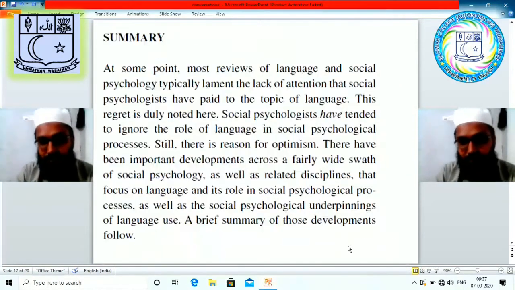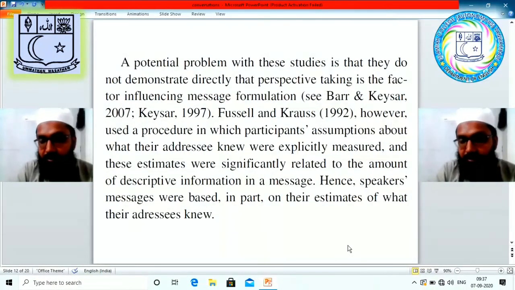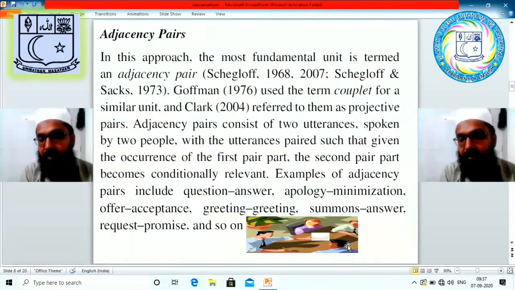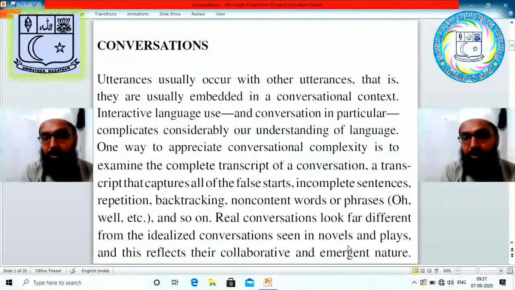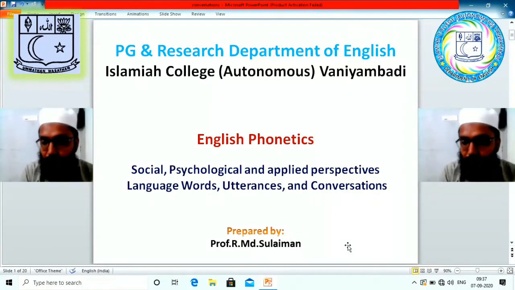So, my dear friends, this is the conversation. This is the detailed explanation for the topic of conversation. Hope you might have got the points.